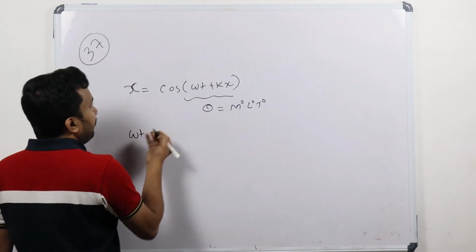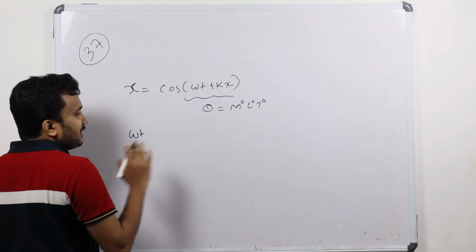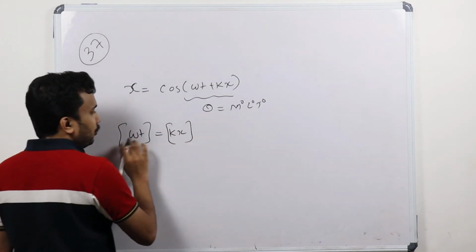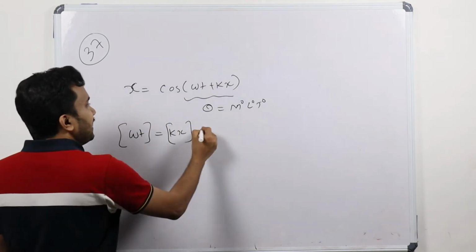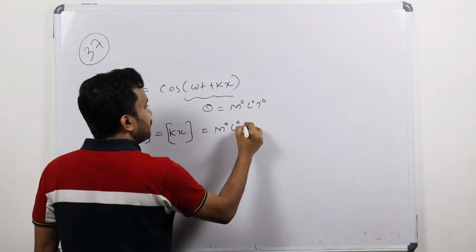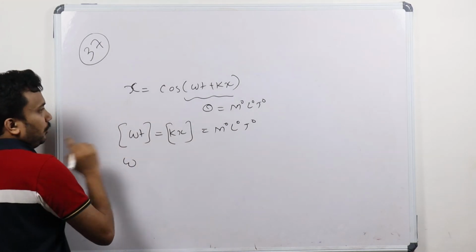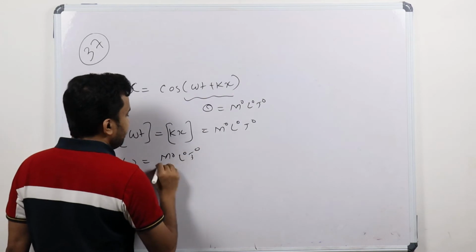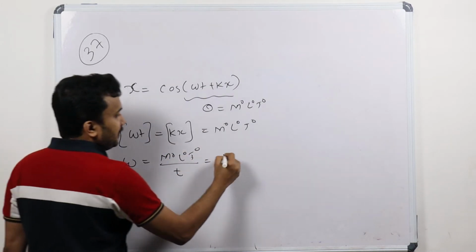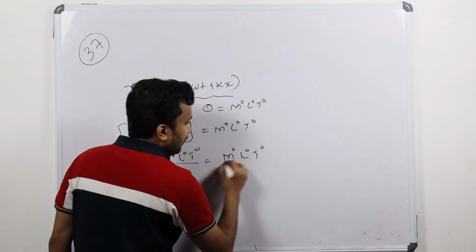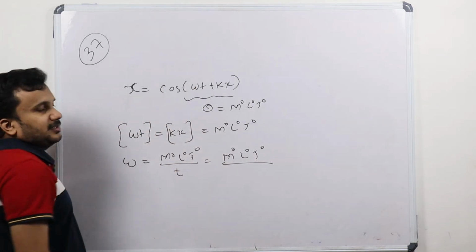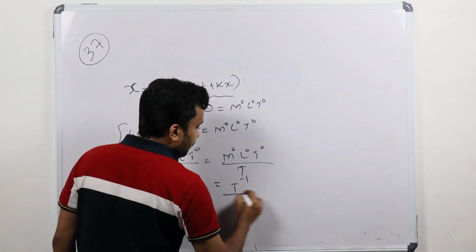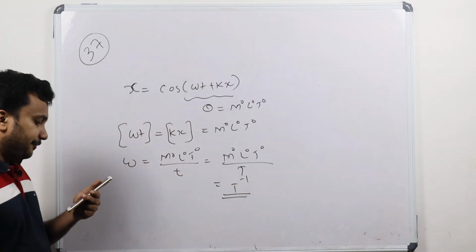So which means omega t plus kx has no dimension. I can say omega t is equal to kx, both are same, and it has no dimension: m raised to 0, l raised to 0, t raised to 0. So for the omega dimension formula, I am equating this: m raised to 0, l raised to 0, t raised to 0, and this t will come to the denominator. So it becomes m raised to 0, l raised to 0, t raised to 0, whole divided by the dimension formula of time. Time is t. So the answer is t power minus 1 is the dimension formula of omega.